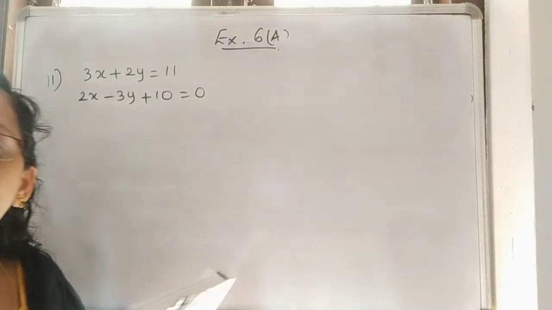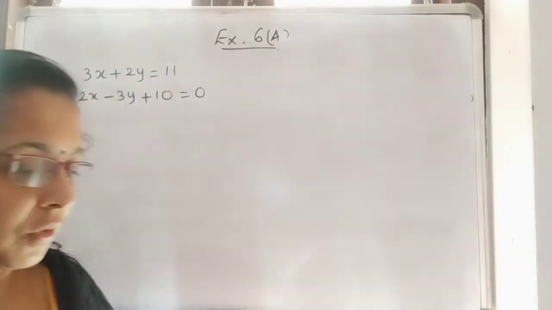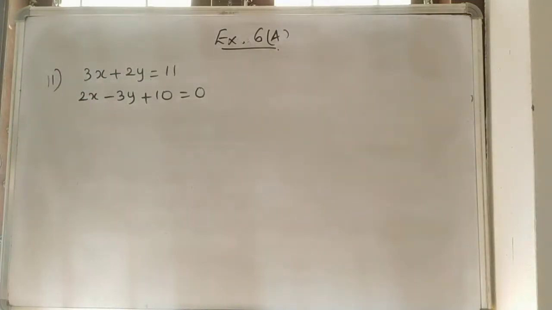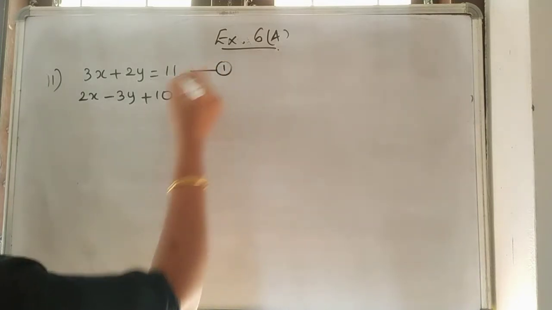Everyone, today we will do the problems of exercise 6a. We can discuss question number 11: 3x plus 2y is equal to 11, and 2x minus 3y plus 10 is equal to 0. Let it be equation number 1.